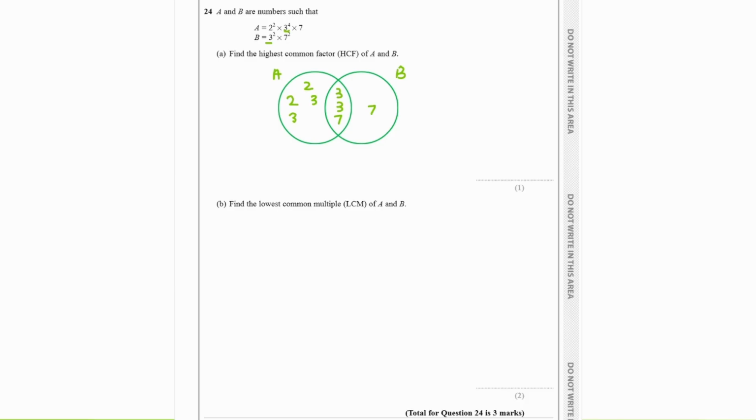The highest common factor is therefore given by all the factors that they share, which is 3, 3, and 7. So if we multiply that, that gives us 63.